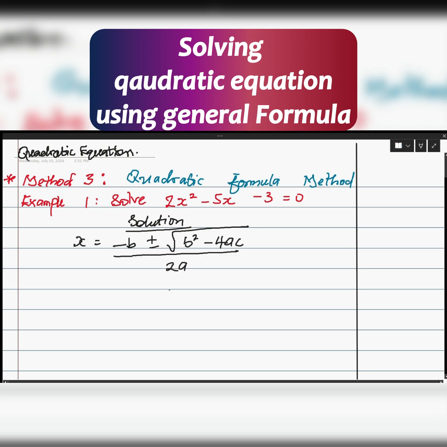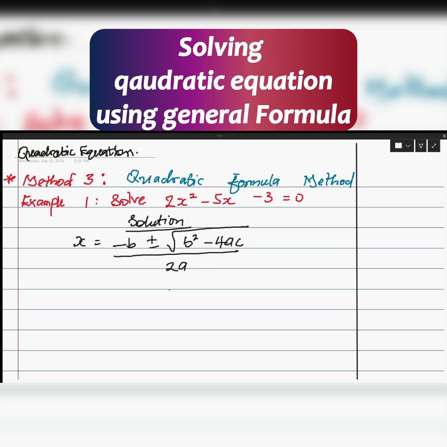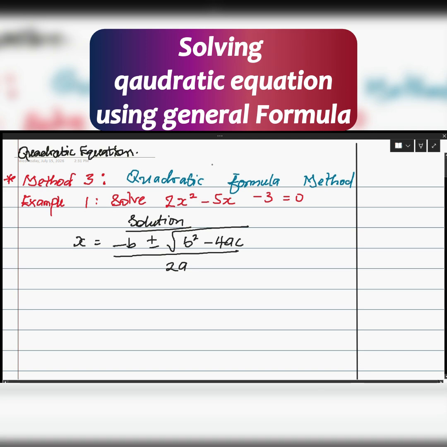Now this is the formula for the quadratic formula method, and where we have this b, a and c, I'm going to show you now. We have the question 2x square minus 5x minus 3 equals 0. Now for the a, we have it as 2. The a takes the coefficient of the x square, which is 2.